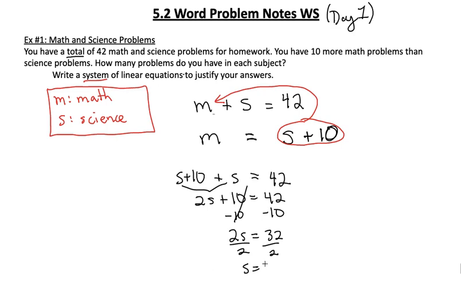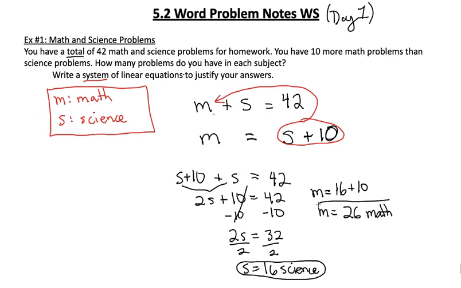Half of 2 is 1, so 15 plus 1 is 16 science questions. So we've got our one group already. Now to find our math problems, we just have to substitute that into, I'll use the second equation. So math equals science, which was 16, plus 10. So we have math, m, equals 26 math problems. So we've got 26 math problems and 16 science problems.